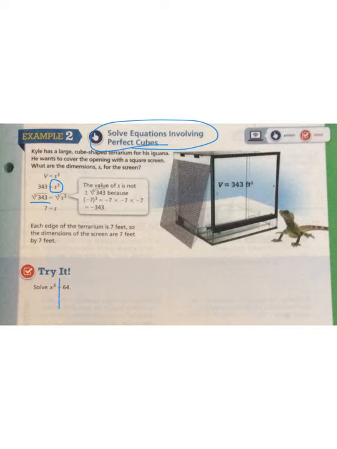We draw our line down the equal sign. It says x cubed. The inverse of cubed is cube root. Whatever we do to one side, we do to the other. It cancels out to leave x all by itself. And the cube root of 64 is just 4. And we can type it into our calculator. Let's look at example 3.